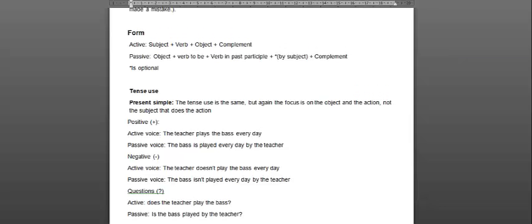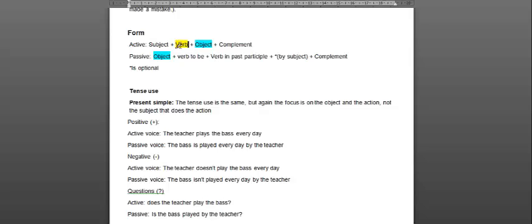So that takes us to the form. In active voice, we see the common structure we know: subject plus a verb plus an object and plus complement, right? And in passive voice, that changes a little bit. We have the object, right? The object comes from this place to this place, right? Then we have the verb, right?